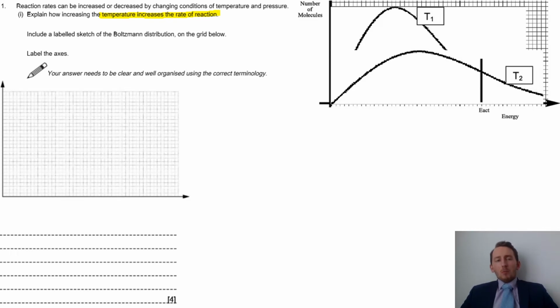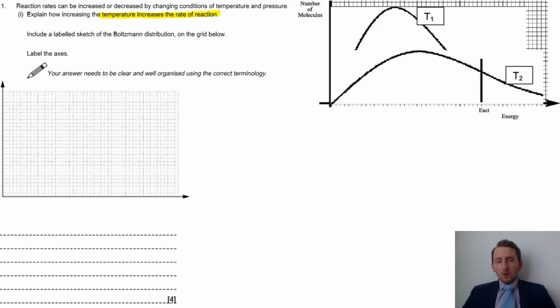Because we're talking about increasing the temperature, we have to answer a question of that nature. We then need to draw a second curve on that Boltzmann distribution where we shift the peak a bit more towards the right-hand side, as we see there with T2.